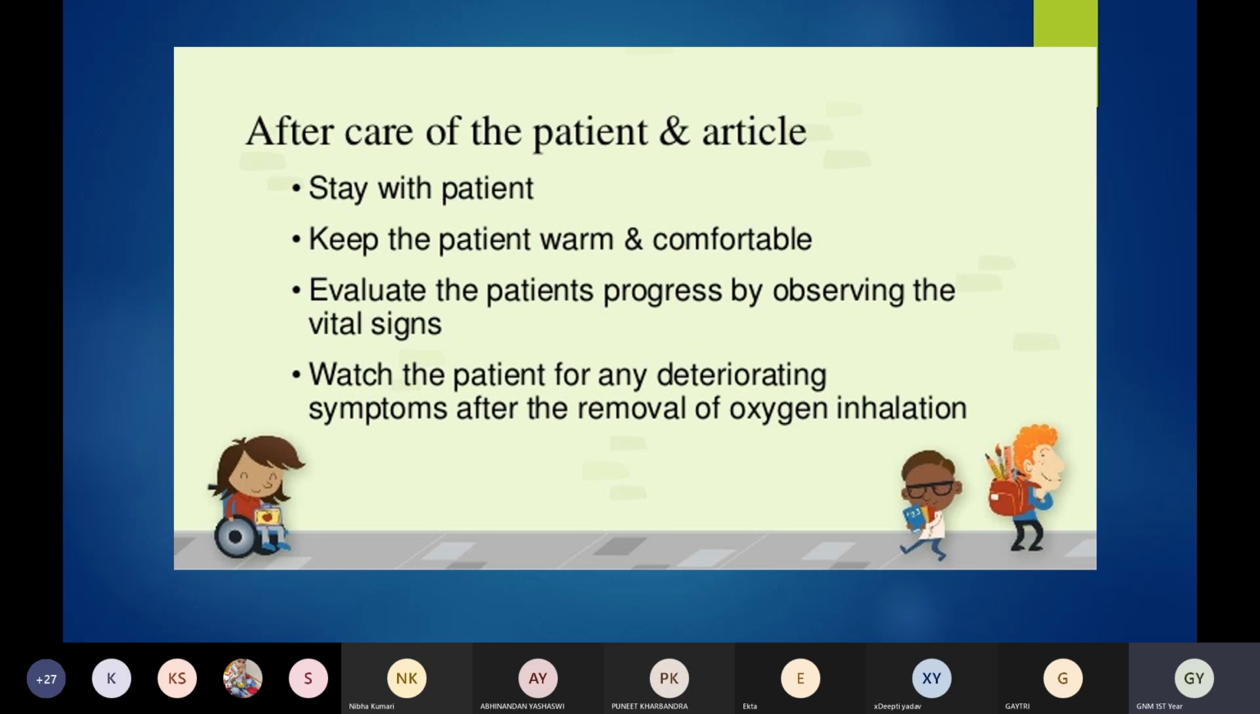Then keep the patient warm and comfortable. You can give the patient a blanket. If the patient is feeling very cold, you can also give a hot water bag. If the fan is on, turn the fan off, turn the AC off. Give a blanket to the patient, keep the patient warm, and also give proper position and rest. You can give a supine position or a prone position. So give a comfortable position to the patient.